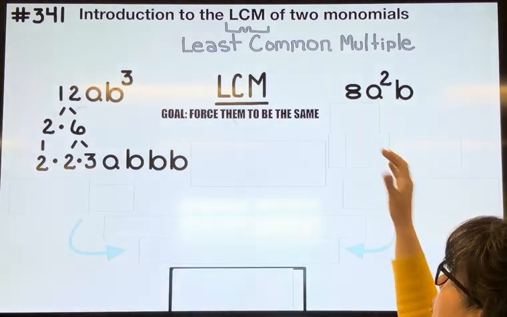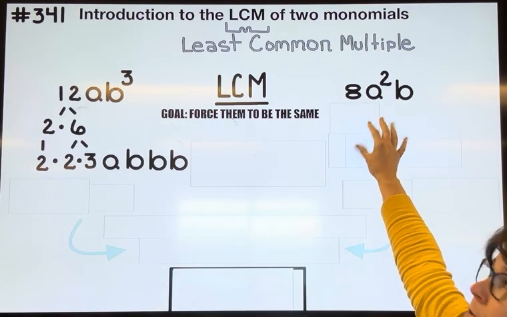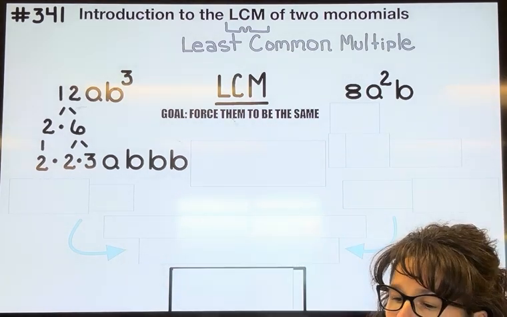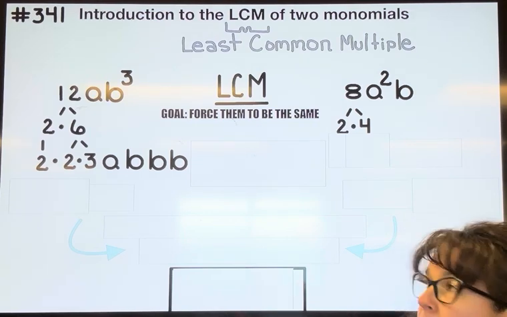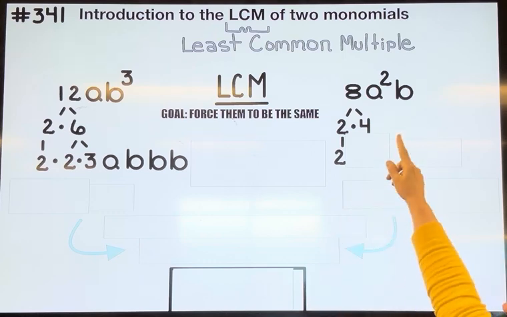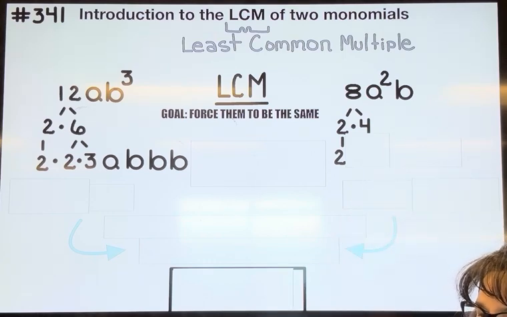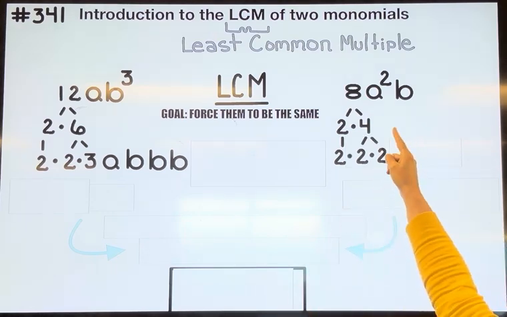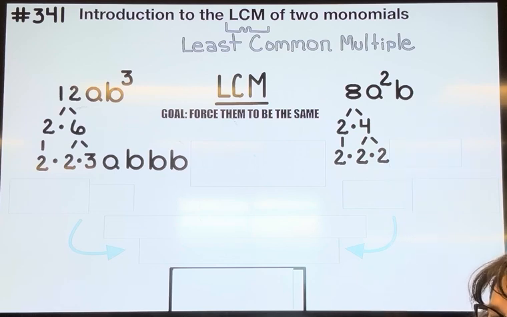Okay, now let's figure out what this one is made out of. The number 8 is 2 multiplied by 4. 2 is prime, so I'm just going to bring down the 2. 4 is 2 times 2. And then a squared b is a times a times b.